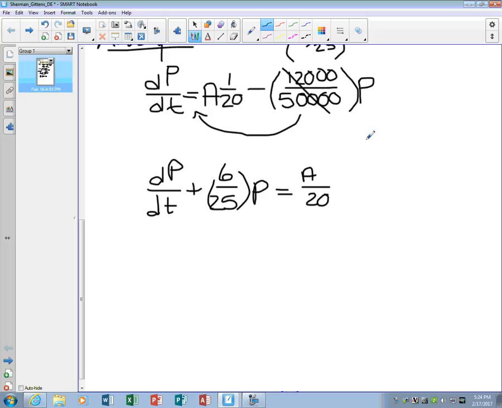So now we got to do our integrating factor. So let's do it over here. So this right here, well, I guess p was a poor choice because this is our p. So 6 over 25, and then it's dt. So that will get us e to the 6/25 t. So that's our integrating factor.